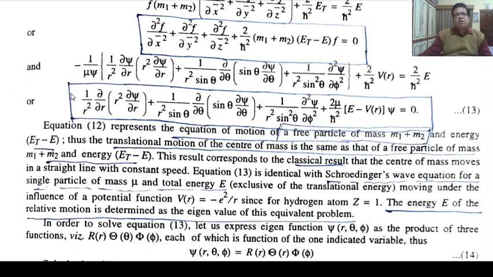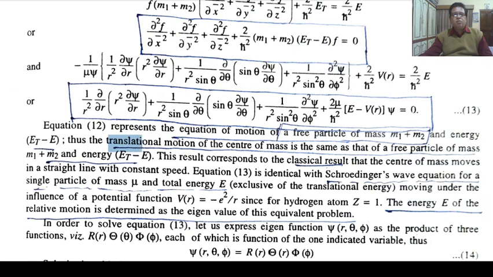Now see these equations, and what is the physical interpretation of these equations? Equation 12 represents the equation of motion of a free particle of mass m1 plus m2 and energy Et minus E. This is just an equation of motion of a free particle of mass m1 plus m2 and energy Et minus E.